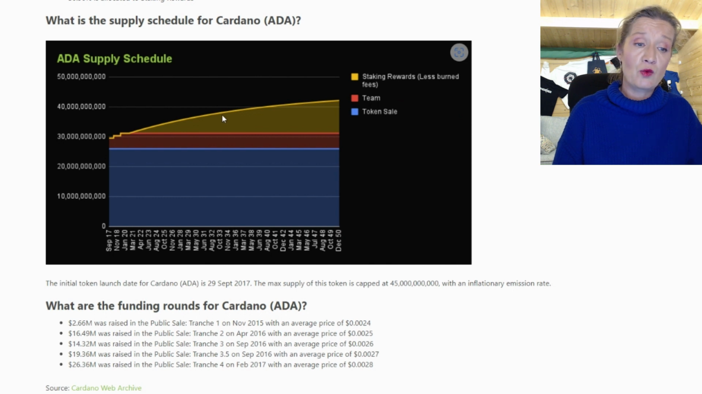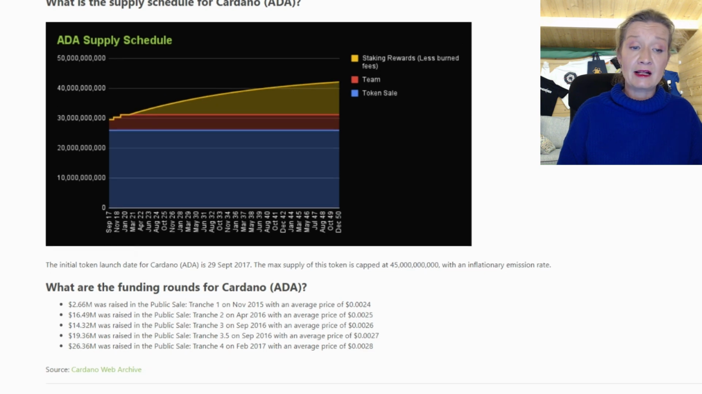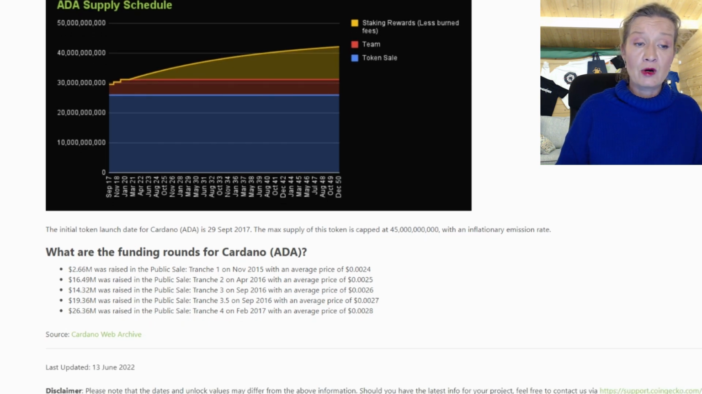So we can see as we go up, we are currently around here in terms of the distribution of everything. So the token sale has happened, the team's coins have been issued, and now the last bit of emissions is going to be happening with the staking rewards. We can see this broken down here in further detail, the funding rounds for Cardano. So we can see 0.26 million was raised and the price that it was raised at there. So these are the ICO prices.